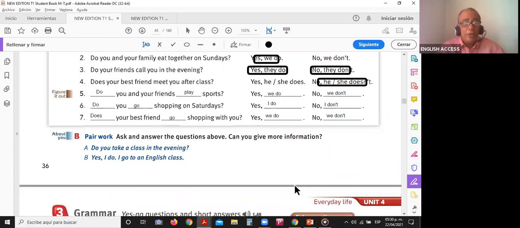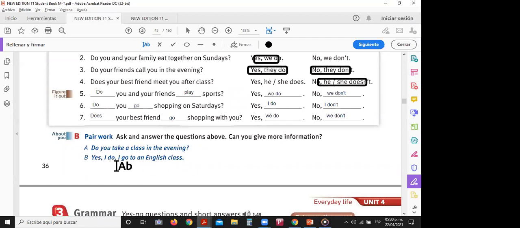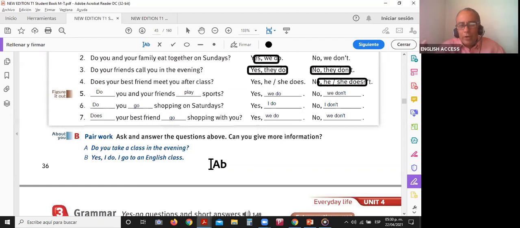Open it. Any questions up to here? Any other question? Look at the example here. Can you give more information about your activities? In this case, Antonio, do you take a class in the evening? Yes, I do. I go to English class. Very good. What about Carolina, Antonio? Does Carolina take a class in the evening?